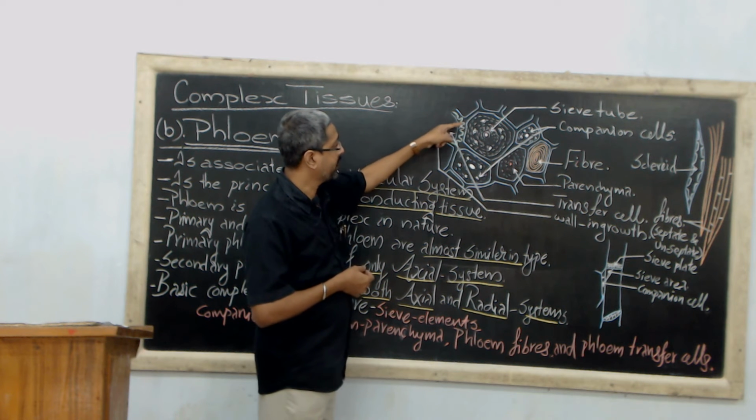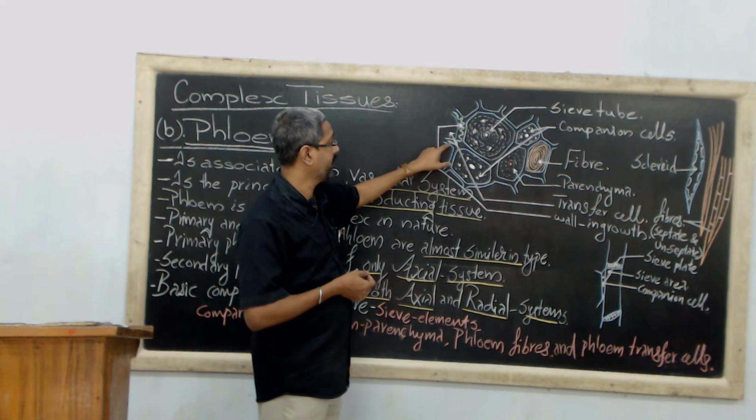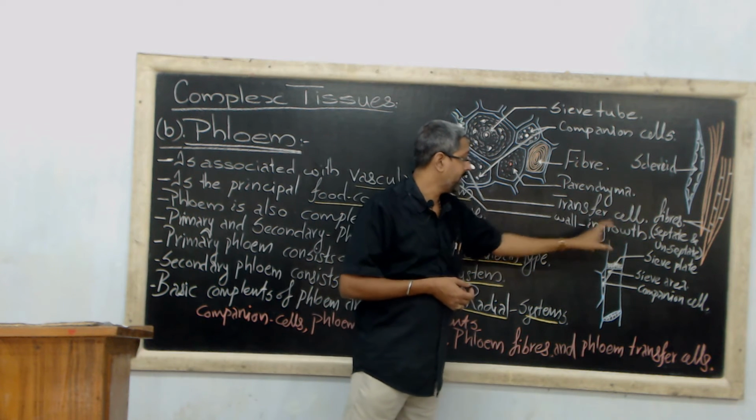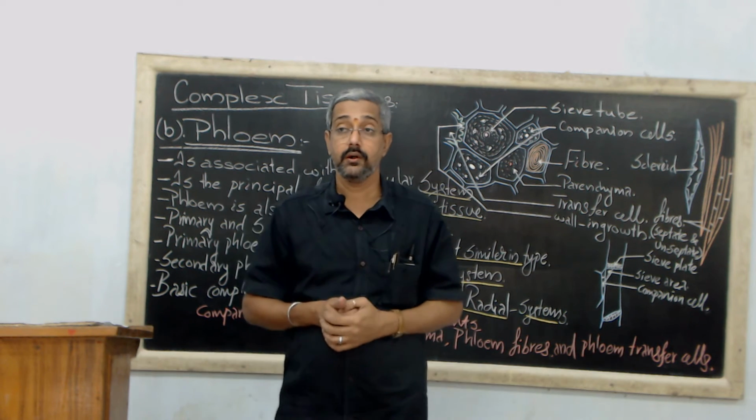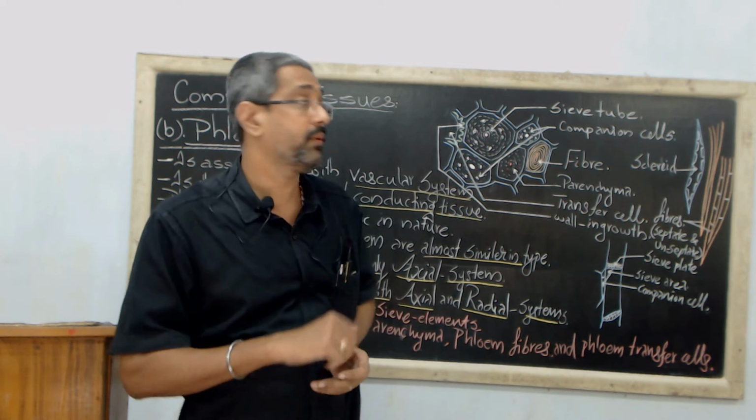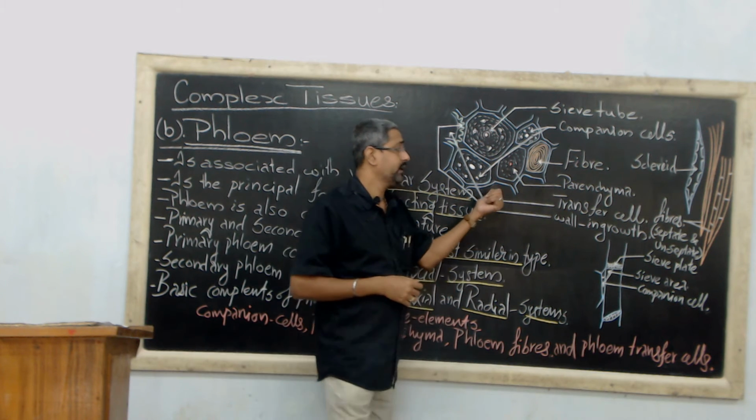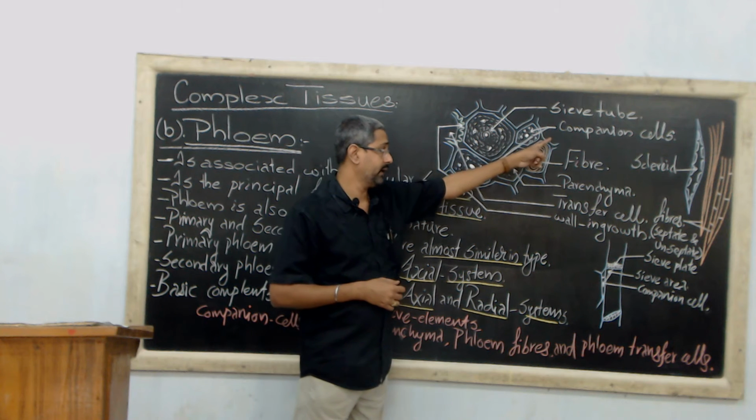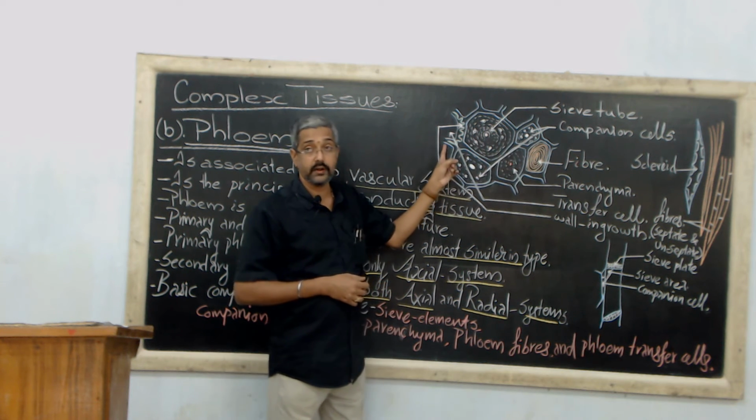And here also we can see the transfer cells. The walls become infolded, or there are foldings. Here you can see the diagram. It is with the wall ingrowth. That is, the transfer cells occupy more area for intensive transfer of food materials from the sieve tube. In addition, the major elements of phloem are the sieve tube, companion cells, phloem parenchyma, phloem fibers, and also the transfer cells.